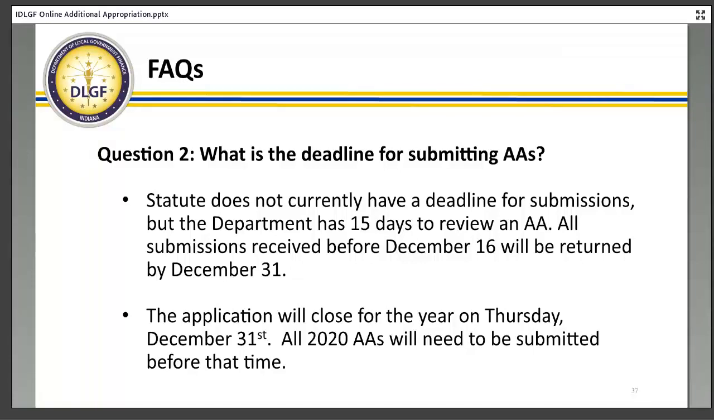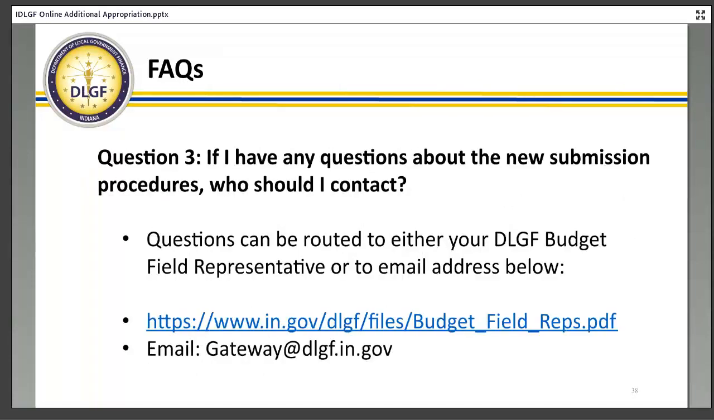If a unit goes through the additional appropriation process, but does not submit it to the department, it does not count as a completed additional appropriation and could lead to a difficult conversation with State Board of Accounts.